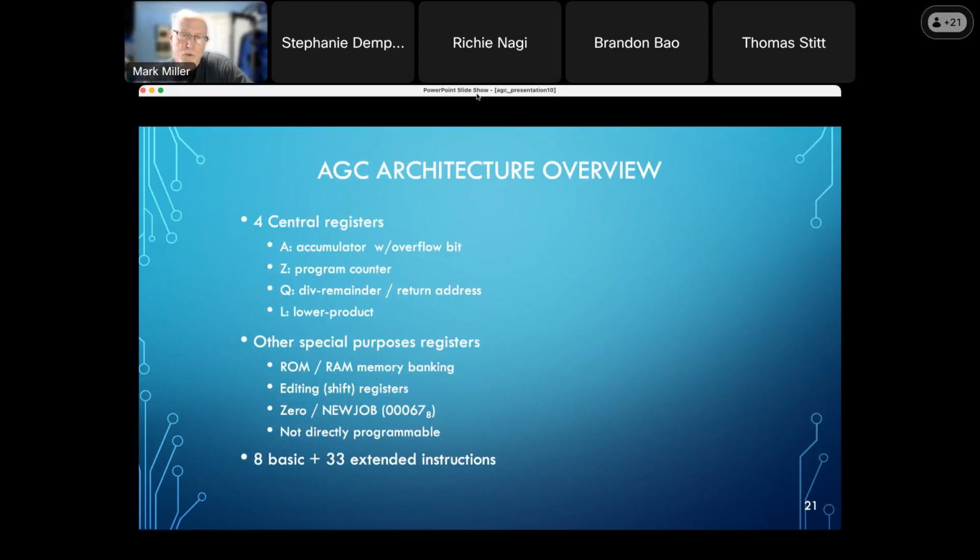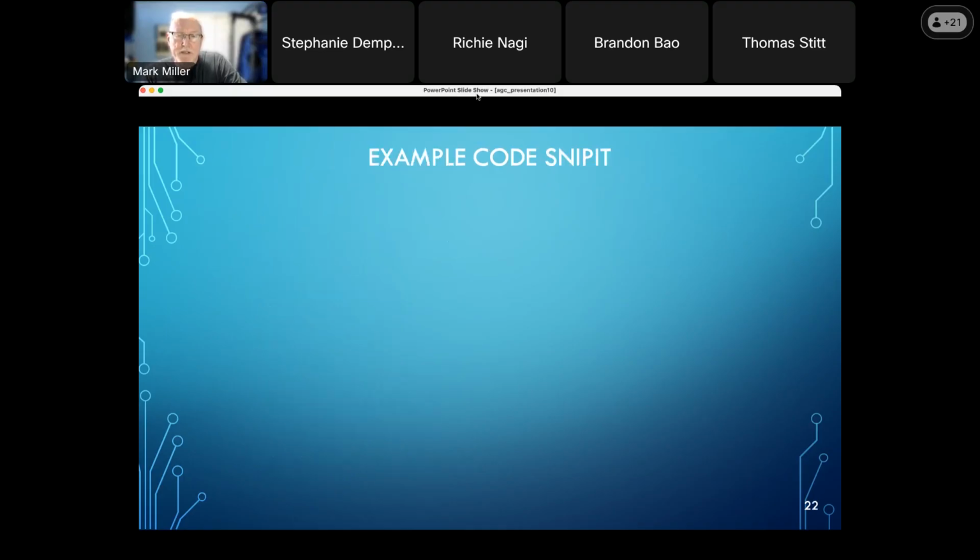So it had 4 central registers, standard things like the accumulator, program counter, Q and L registers for doing division and multiplication. A number of special purpose registers like shift registers. You could write data to a particular shift register and it shifted it up or down by so many bits. 8 basic instructions and 33 extended instructions.